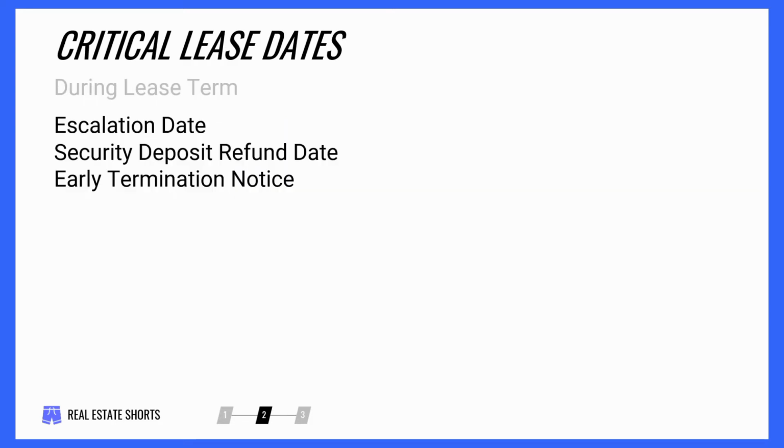Now, if those are the critical lease dates that happen before rent commencement, let's take a look at the 3 that happen during the lease term. So the next is the escalation date, so that date on which the rent increases. Next is if there is a milestone date during which you'd have to return a portion of the security deposit. And then finally is, do they or do you as the landlord have the option to terminate that lease early, and if so, by what date? Let's take a look at each.